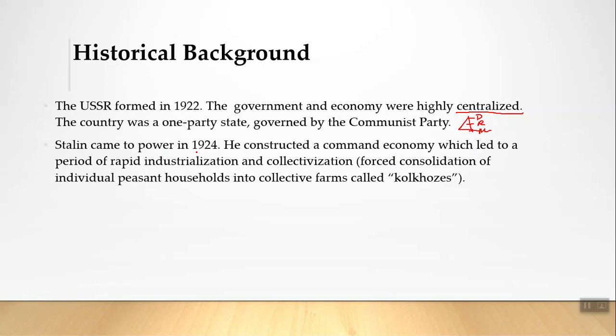Stalin comes to power in 1924, and he has a command economy. Now, what he basically wanted to do was rapidly industrialize to keep up with the other nations after World War I. And I should have mentioned this too. The reasons that people rebelled after World War I.